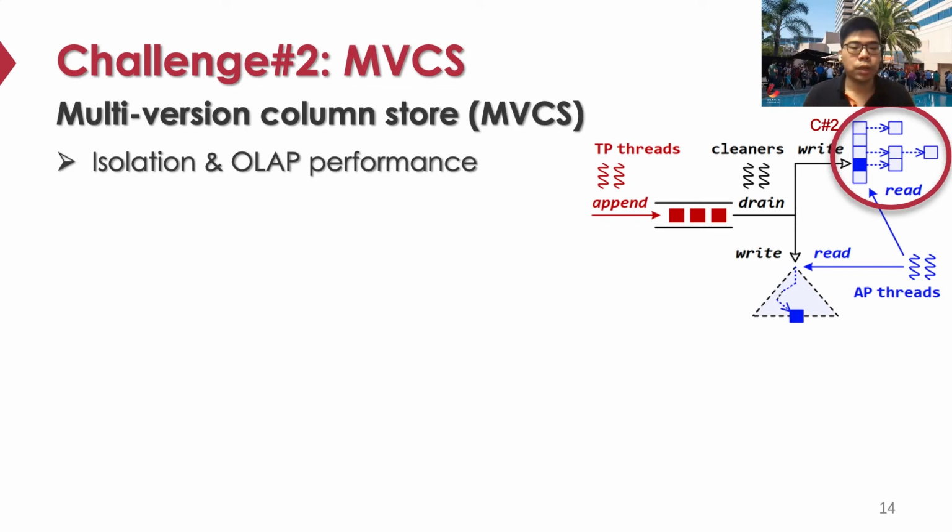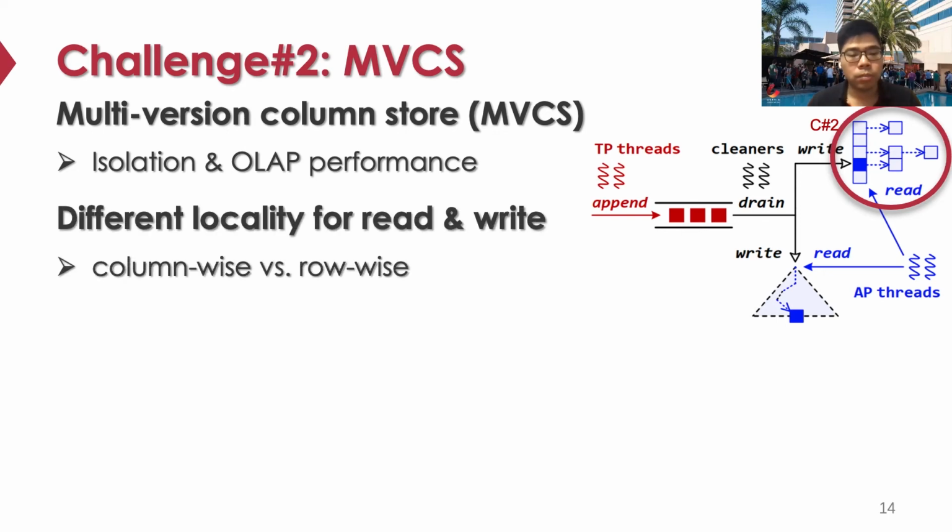The second challenge is how to guarantee both the read and write locality on column store. In Vegito, we use a multi-version column store for isolation and OLAP performance. Read operations prefer column-wise locality, while write operations prefer row-wise locality.